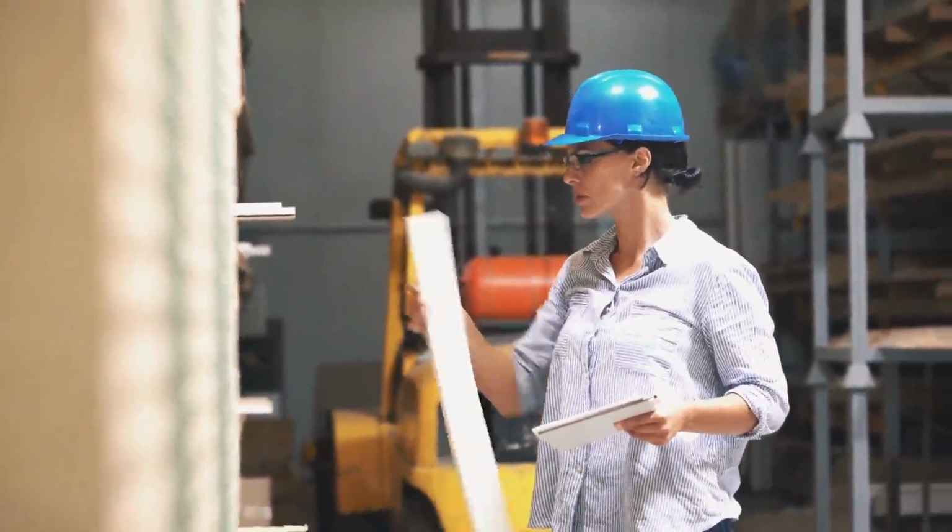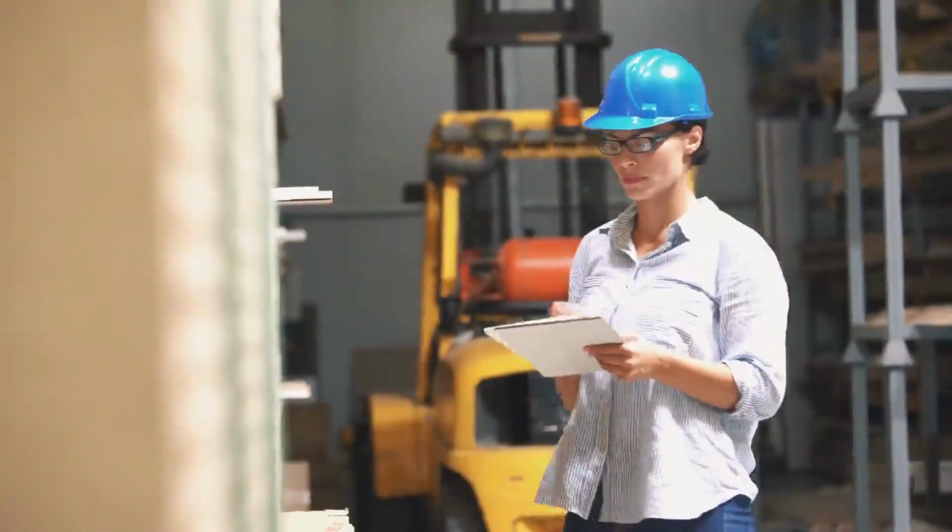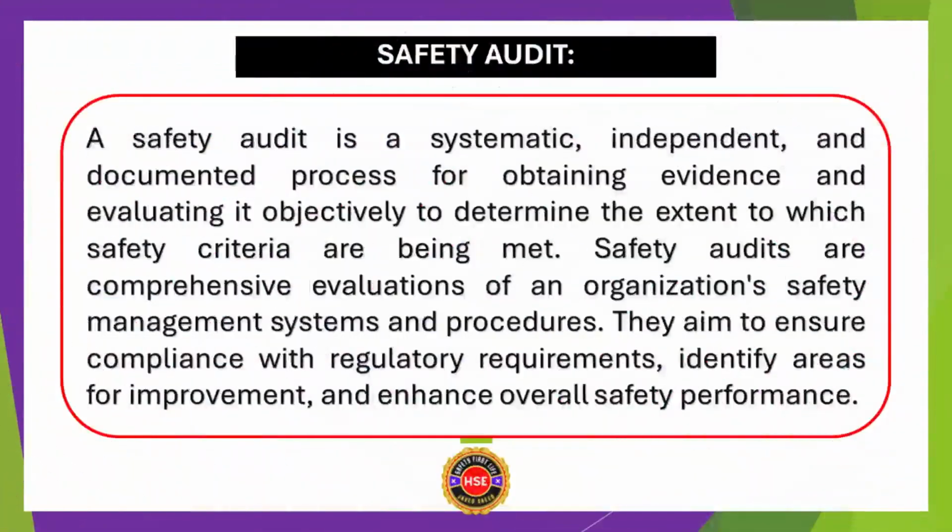A safety audit is a systematic, independent and documented process for obtaining evidence and evaluating it objectively to determine the extent to which safety criteria are being met. Safety audits are comprehensive evaluations of an organization's safety management systems and procedures. They aim to ensure compliance with regulatory requirements, identify areas for improvement, and enhance overall safety performance. This is a short and quick understanding of safety audits.